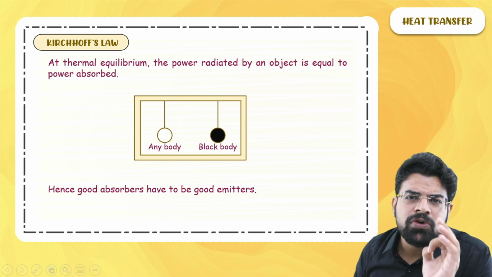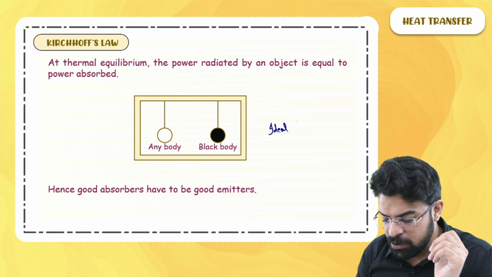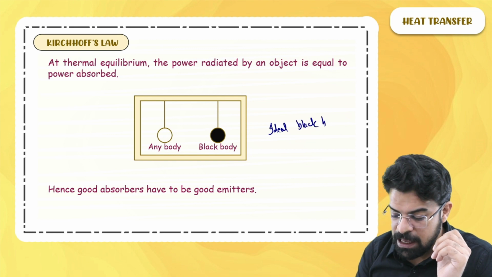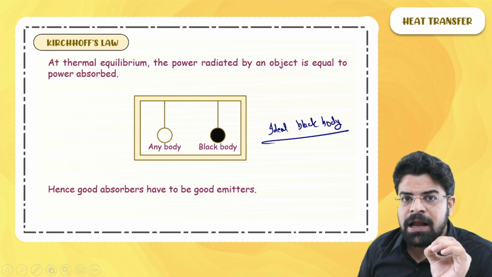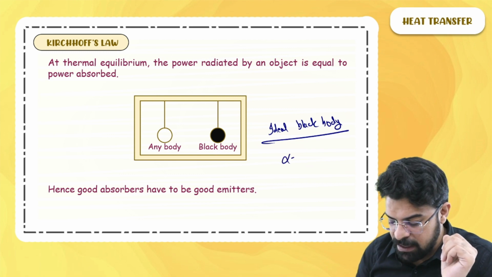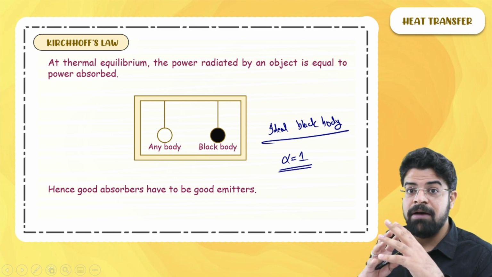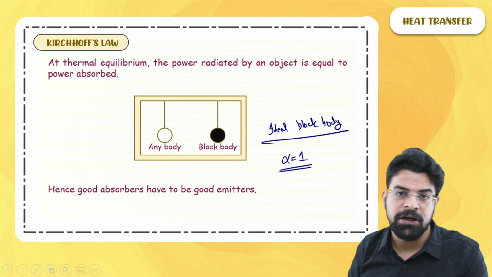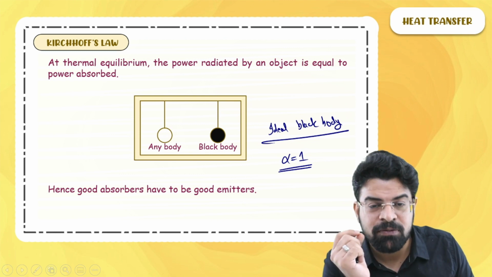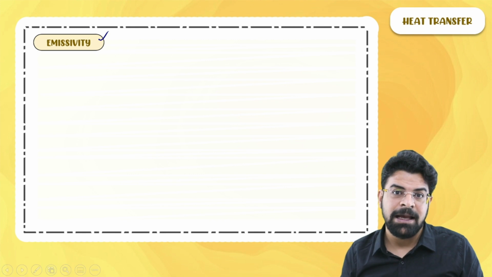Which is the most awesome absorber you know? So ideal black body. So the ideal black body has to be the most awesome emitter. For an ideal black body, we say that absorptivity is 1. So an ideal black body will have the highest emission power, the highest emissivity we call it. But first we need to understand what is the definition of emissivity. So what is emissivity?